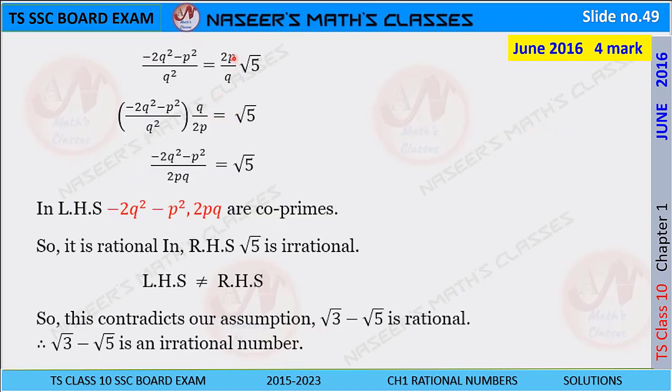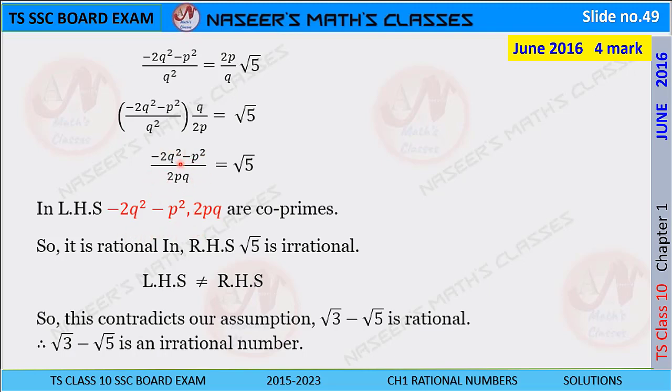2p by q from RHS to LHS, it will become reciprocal. Then we can write it as q by 2p in LHS. Here q and q cancel, then we can write the numerator as minus 2q square minus p square by 2pq is equal to root 5. In LHS, minus 2q square minus p square and denominator 2pq are co-primes. They do not have any common factor.